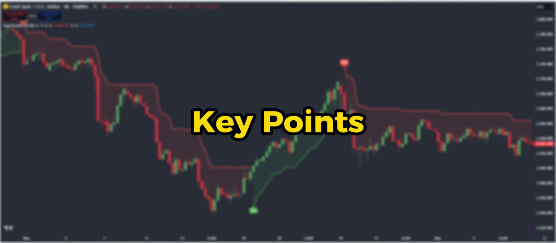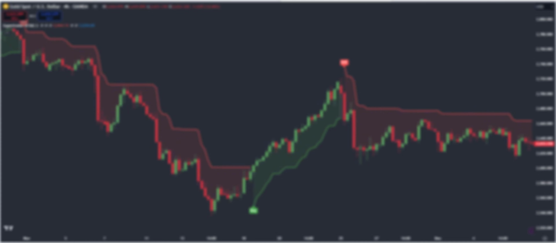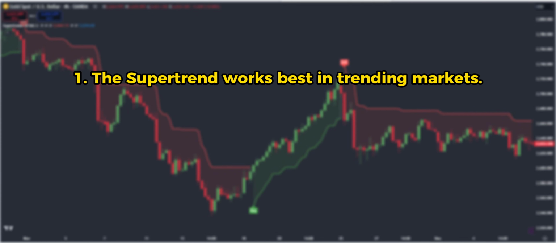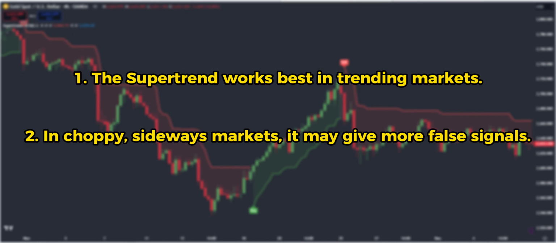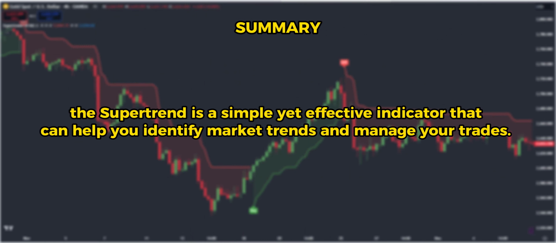Key points to remember before you start using the Supertrend. The Supertrend works best in trending markets. In choppy, sideways markets, it may give more false signals. To sum it up, the Supertrend is a simple yet effective indicator that can help you identify market trends and manage your trades.